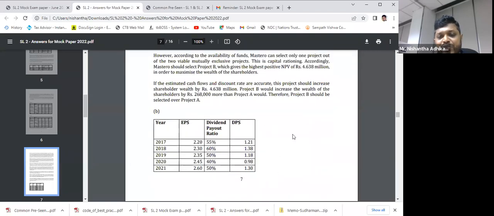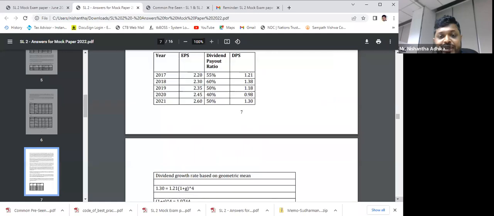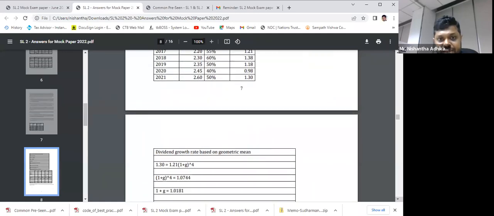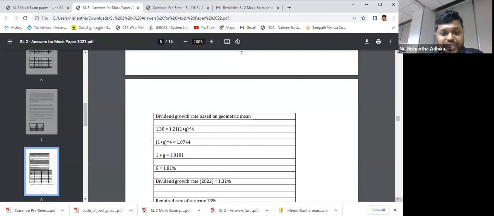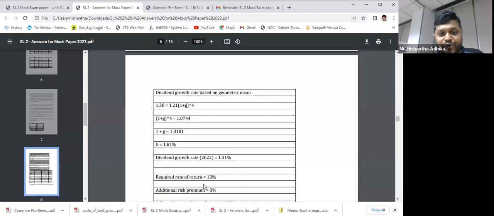This is how dividend per share we have obtained. Earning per share 2 rupees and 20 cents multiplied by 50%, 1 rupee and 10 cents. Likewise, I have computed dividend per share, then calculated the dividend growth rate. You can say D1 equals D0 into 1 plus g. This is how it has been computed, and this is the dividend growth rate, 1.81 historical dividend growth rate. In 2022, growth rate is 0.5% lower than it, 1.31. Required rate of return 13% and additional risk 3%.